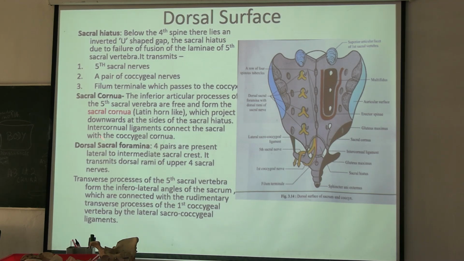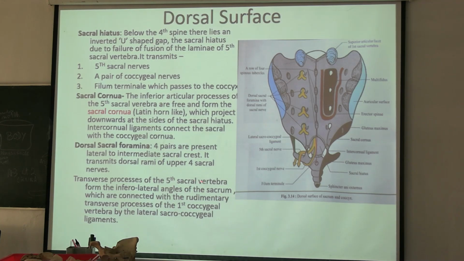Next, we go to the dorsal sacral foramina. Four pairs are present lateral to the intermediate sacral crest. Here, lateral to the intermediate sacral crest, four pairs of dorsal sacral foramina are present. It transmits the dorsal rami of upper four sacral nerves. Fifth sacral nerve is passing through the sacral hiatus, so upper four nerves are passing through these dorsal sacral foramina.